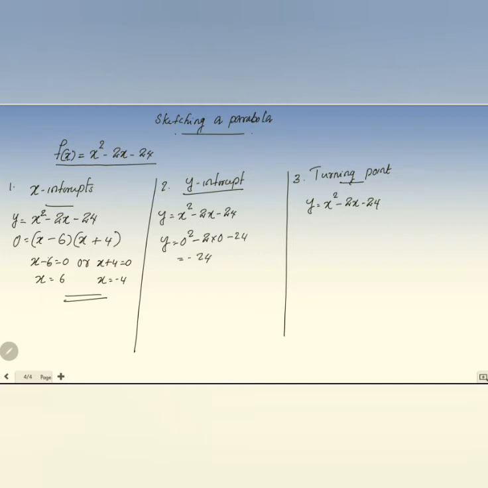Is it clear? So minus 24 is the y-intercept. Now coming to the turning point. How do you find the x value of the turning point? We are using a formula, that is x is equal to minus b over 2a. We can use this formula only for a parabola. When it comes to a cubic graph turning point, how do you get it?